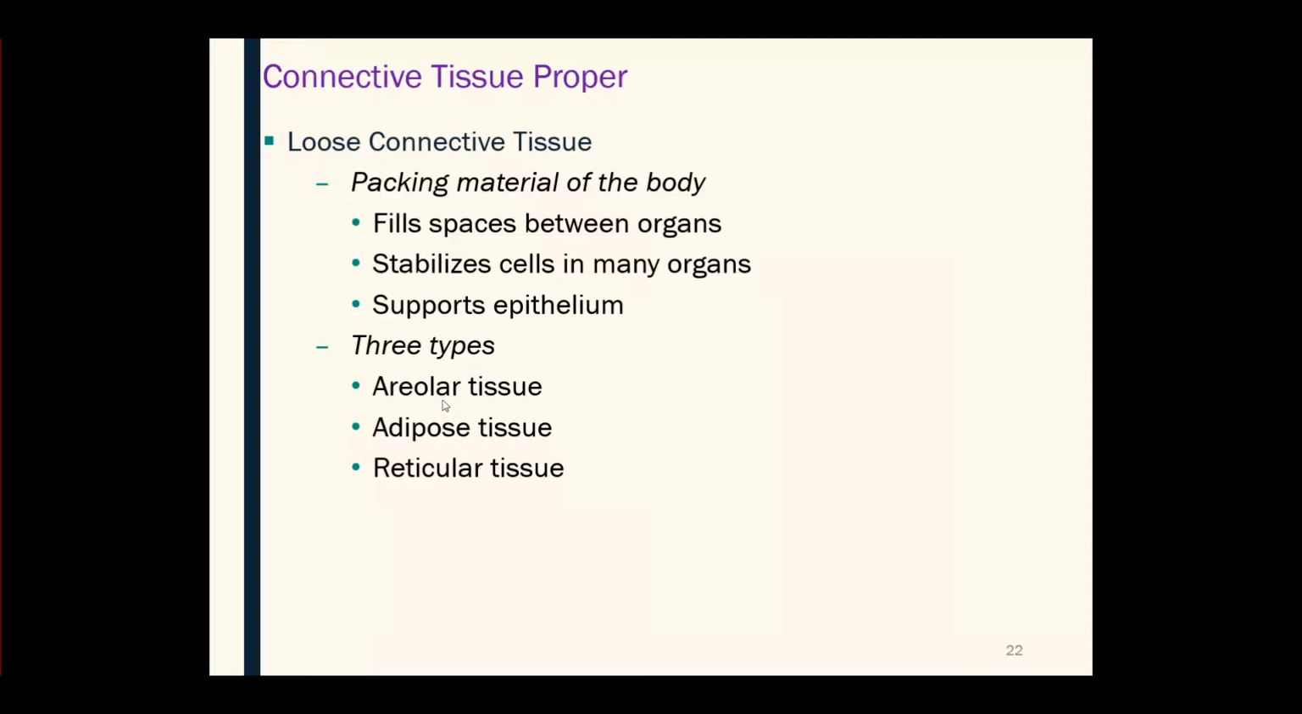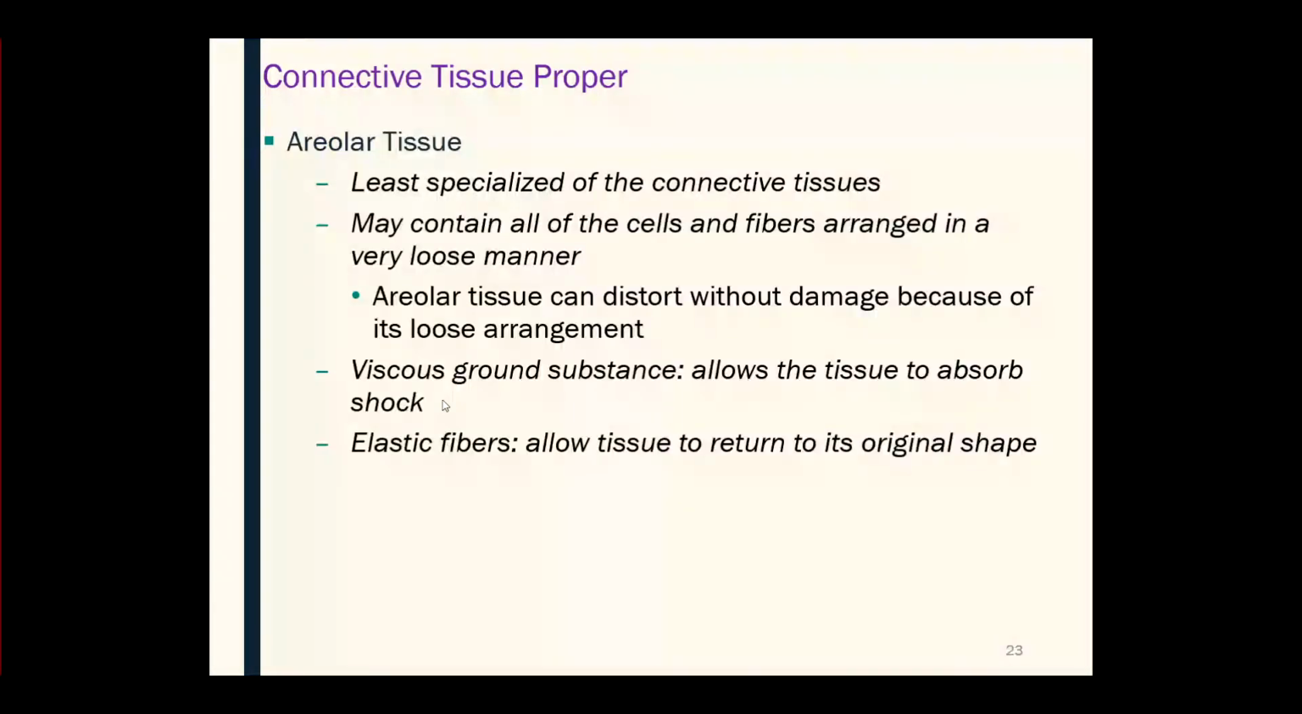So loose connective tissue, there are three types. We're going to look at areolar connective tissue, adipose connective tissue, and reticular connective tissue. These are the three types of loose connective tissue. So let's start with the areolar connective tissue first. I'm going to show you a picture of it in a minute, but these are the least specialized of the connective tissues. Now, these may contain all of the cells, right? I say may because, again, it may or may not, right? And the fibers are arranged in a very loose manner, and you'll see what I mean when you see it, right?